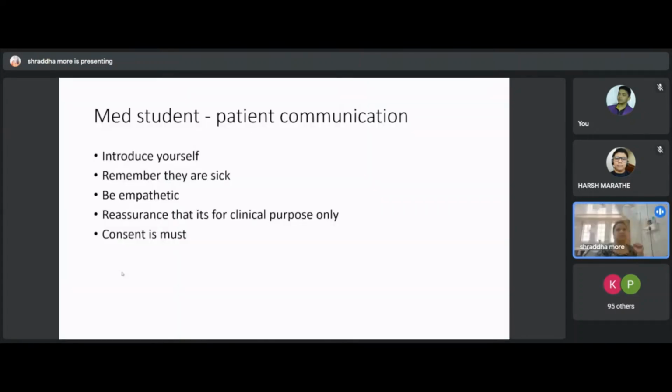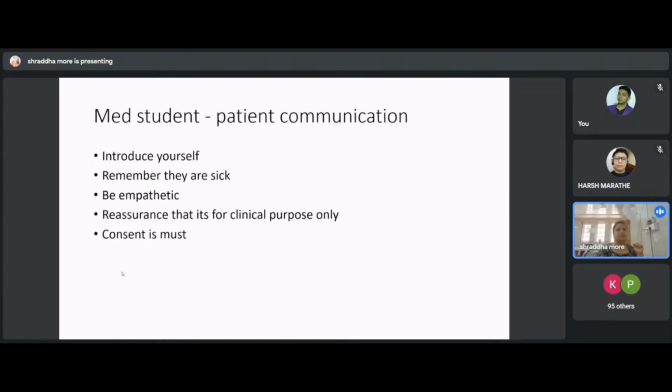So then remember that they are sick. So do not expect that they may laugh, they may smile, they may talk to you nicely. It's okay. Be empathetic towards them and reassure them that whatever you are asking them, personal, private, many things, sexual history, is only and only for your clinical purpose. Okay, and consent is a must.